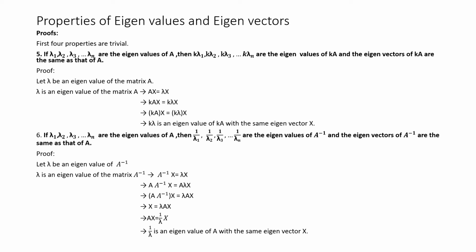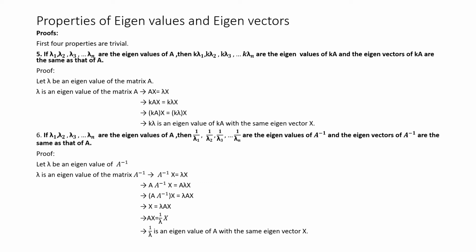Property 6. If lambda 1, lambda 2, etc. lambda n are the eigenvalues of A, then their reciprocals are the eigenvalues of A inverse, and the eigenvectors of A inverse are the same as that of A. Let us begin with the assumption that lambda is an eigenvalue of A inverse. So we have to prove that 1 by lambda is an eigenvalue of A.